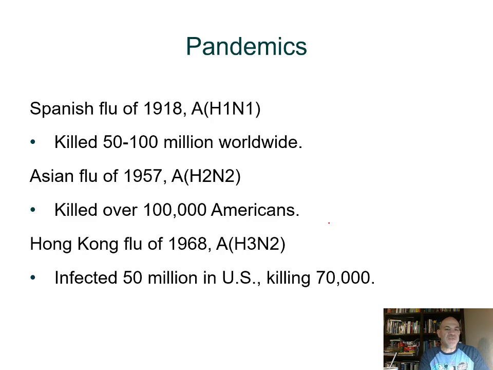And then there's a 1957 type A flu with some new combination with H2N2. And then there was an H3N2 in 1968, infecting 50 million in the U.S. and killing 70,000. So these are flus where a new combination, because of antigenic shift, can create a new combination that can be more deadly and spread as it spreads through the population.